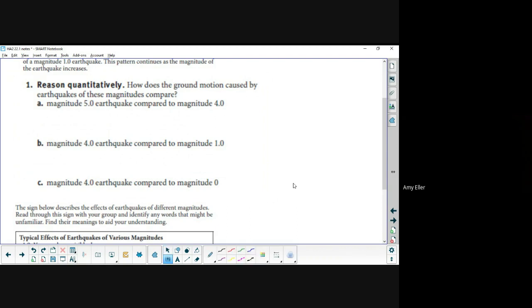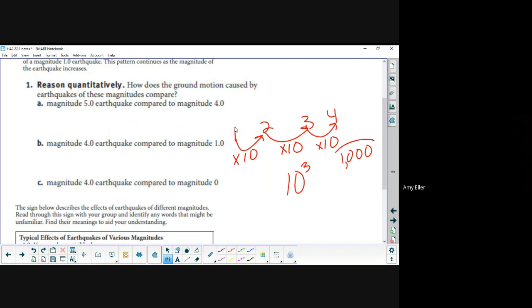All right, so a 4 compared to a 1. I know from a 1 to a 2, that's 10 times greater. And the 3 is 10 times greater than that. The 4 is 10 times greater than that. The 10 times 10 times 10 can be written as 10 to the third. Or it's kind of nice to write out that number so we can actually see it. 1,000. The 4 earthquake magnitude is 1,000 times more ground motion than the 1.